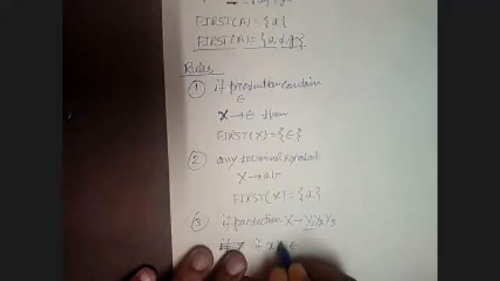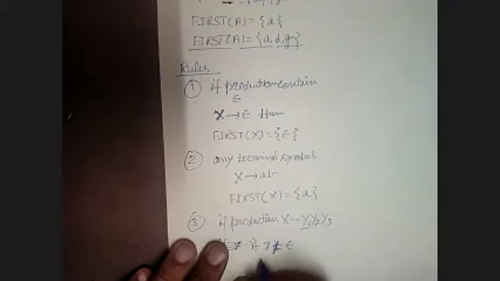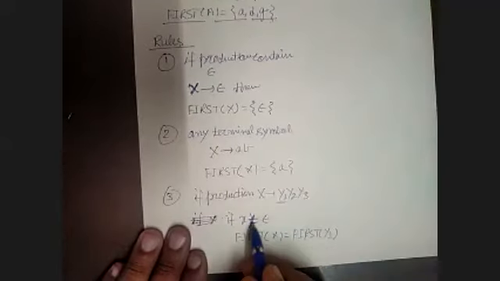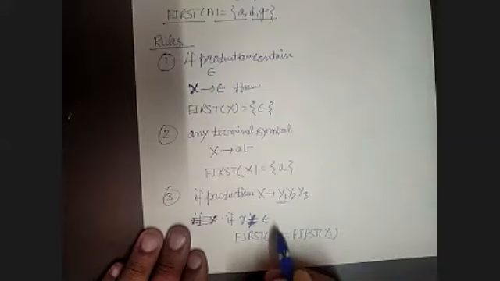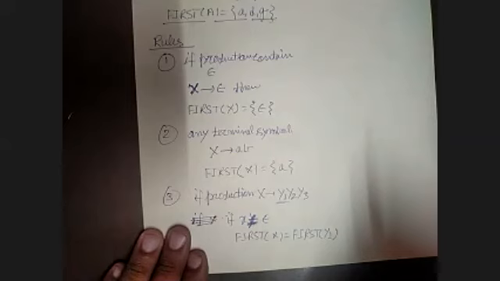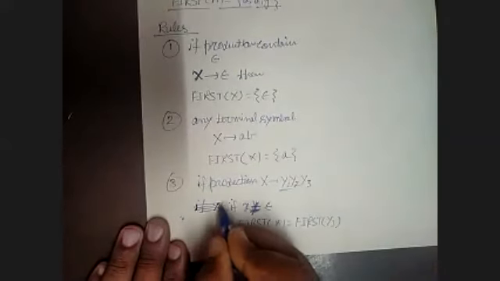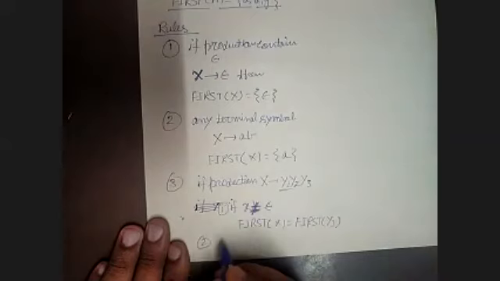Sorry, X does not contain epsilon, right? So in this case, what will you have? First of X equal to first of Y. Okay, right? If X does not contain epsilon, so first of X equals first of Y. Now the second part is the third; this is the first rule and this is the second rule.